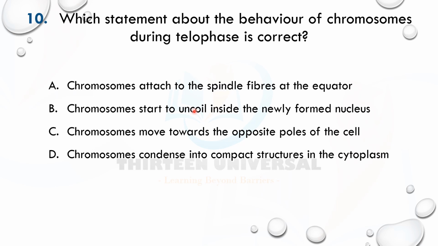Uncoil in telophase. C says chromosomes move towards the opposite poles. This is anaphase. Chromosomes condense, that is prophase. D is prophase. C is anaphase. B is telophase, and A is metaphase, and we're looking for telophase. So the answer is B.